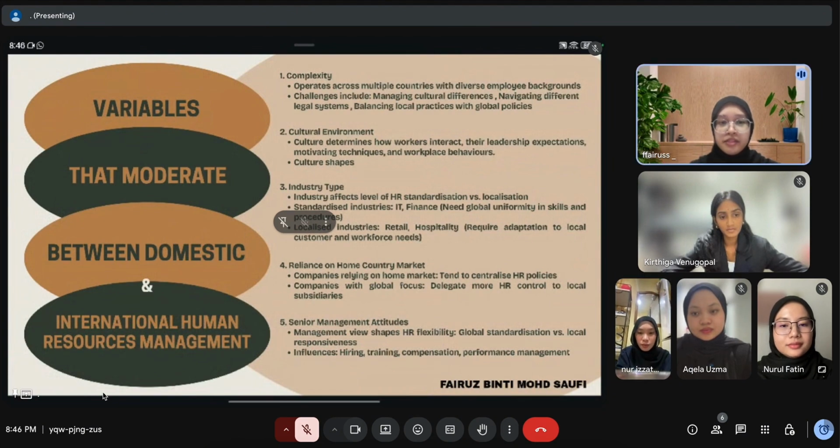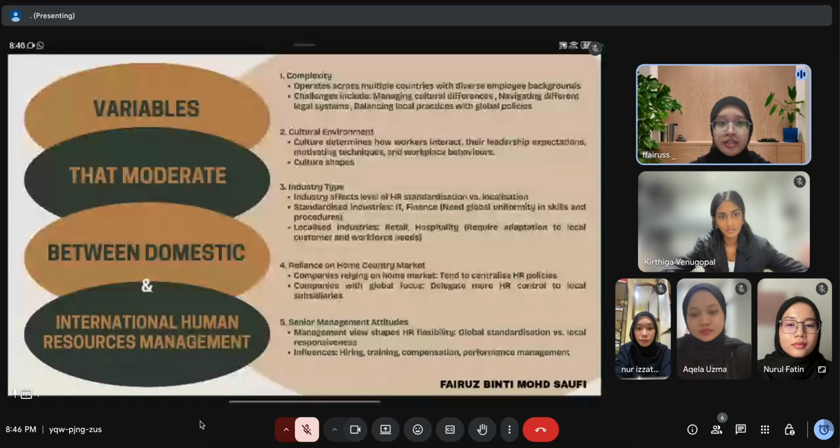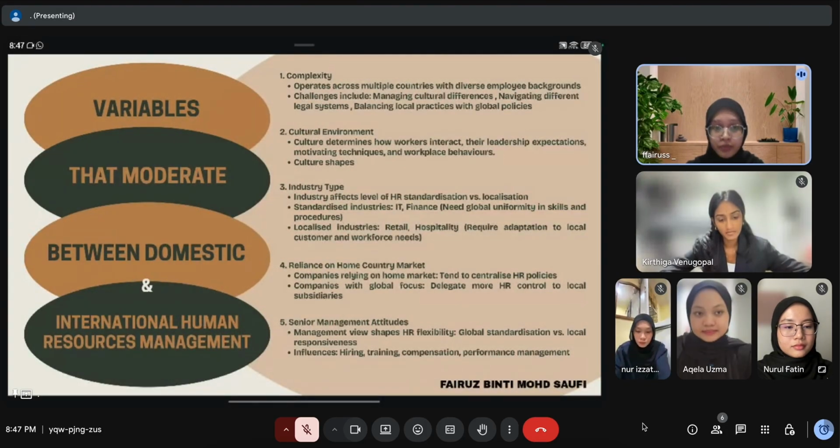Hi, Sir Faisal. My name is Fairuz binti Muhammad Salvis. We'll be presenting about the variables that moderate between domestic and international human resource management. So the first one is complexity. What is complexity? Complexity is that international HRM, which is international human resource management, is more complex due to the need to operate in multiple countries with diverse employee backgrounds, legal system, and business cultures. So it will impact the HRM solutions, which is they must be flexible and adaptive, unlike the more standardized approaches used in domestic HRM. So for the example is multinational companies must align global policies with local laws and cultural norms in every country they operate.